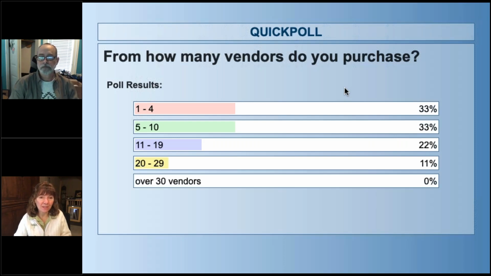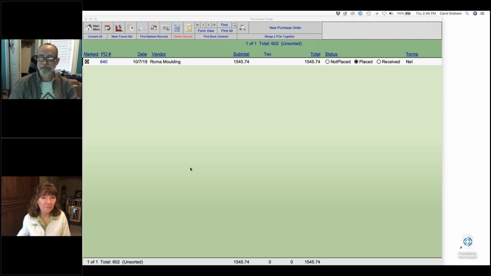But when you get into anything over 30, and we do have people using FrameReady that are using over 30 vendors, you get a better buying power if you can reduce the number of vendors that you're working with, choose the ones that are the best, and go with that. Thanks, Carl. There you go.